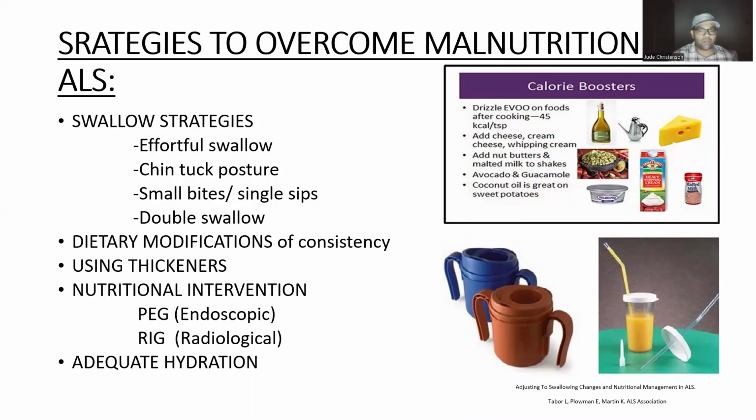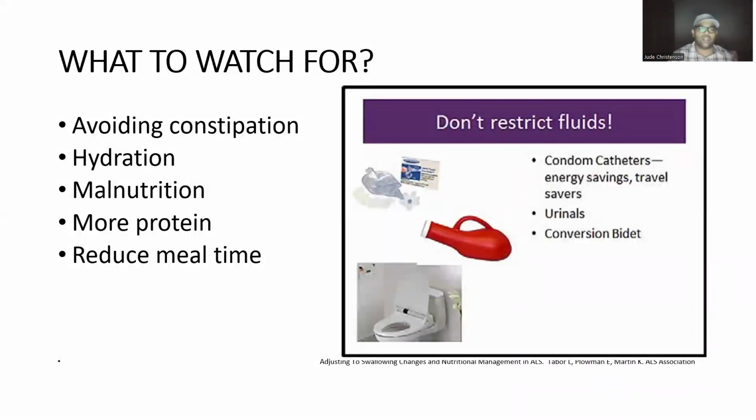We can also do dietary modifications of the consistency of the food. We can use thickeners. We can use interventions to give food through tubes, which can be either a PEG or a RIG. And we should ensure adequate hydration for patients with ALS. These are the things that have to be watched for in patients with ALS. Constipation has to be avoided. The patient has to be hydrated properly. Malnutrition should be avoided. Proper protein intake should be there. And meal time should be reduced.